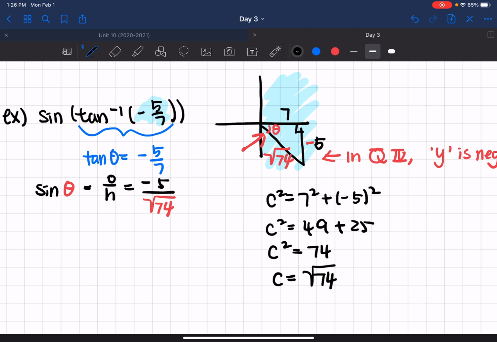We talked about rationalization, so if you want, you can rationalize this, meaning you're going to multiply this by square root of 74 over square root of 74 to make negative 5 square root of 74 over 74. Rationalizing is up to you, it's your preference, but then your sine of theta should be negative 5 over square root of 74, or negative 5 times square root of 74 over 74.